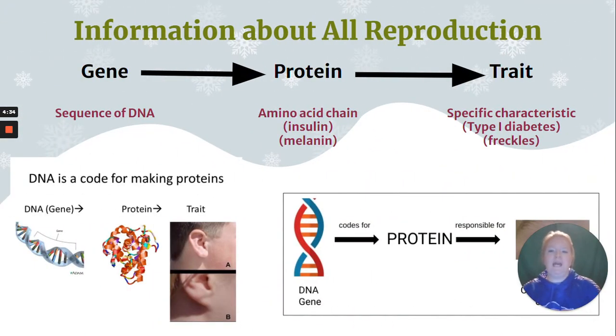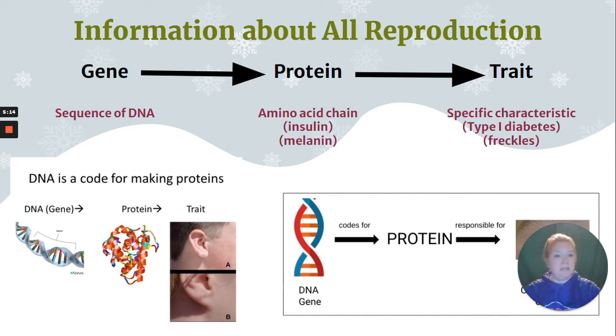Okay, this is an important idea that genes code for proteins and proteins result in traits. So a gene is a sequence of DNA. So that's your code that came from your parents. The gene is going to code for a protein. And a protein is an amino acid chain. Two example proteins, insulin and melanin. The protein is going to determine the trait, a specific characteristic. So if you don't have insulin, you would be a type 1 diabetic.